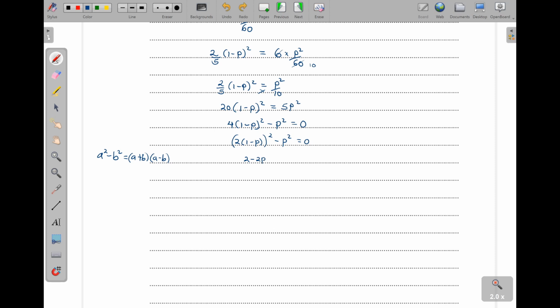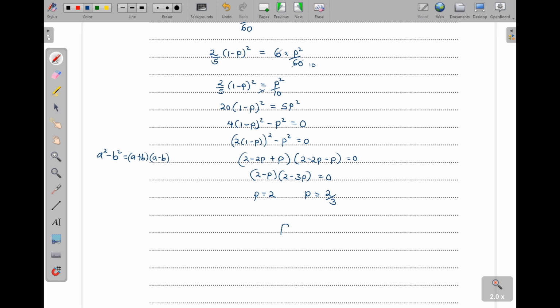That is when I multiply here. Then I add the p, which comes from here. Then 2 minus 2p, then subtract p. This will be equal to 0. And this will be 2 minus p in here. Then this one here is going to be 2 minus 3p. So equating all of these to 0, p can be equal to 2. And also here, p can be equal to 2 over 3. But since p is a probability, it cannot be greater than 1, okay? So our p is going to be equal to 2 out of 3. Simple as that.